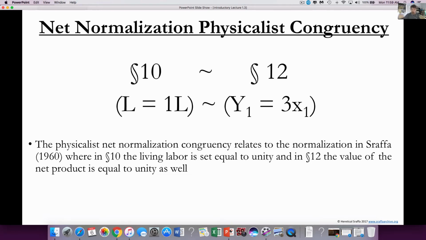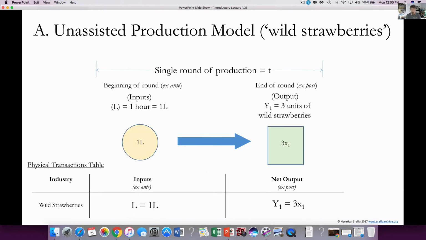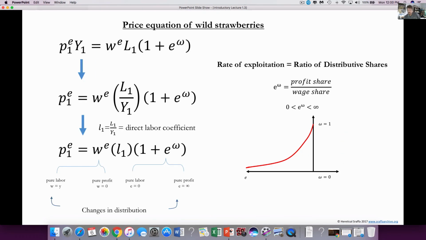Again, for Sraffa, it's a strict equality because he sets the values equal to 1. He sets it to one scalar value with no units. That's his method of exposition, but it's essentially the same relation. I have the page here where you can see in paragraph 10, the living labor is set equal to 1, and then here in paragraph 12, the value of the net output is equal to 1. We're going to go through Production of Commodities in detail, guys. So we will talk about this, but this is where this particular normalization that I'm doing here in the unassisted labor model comes in.